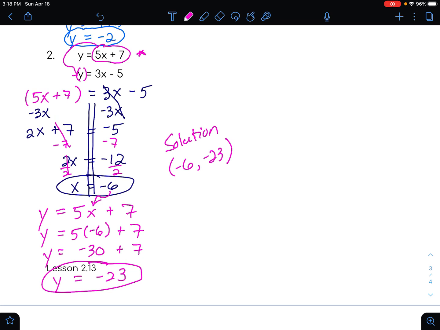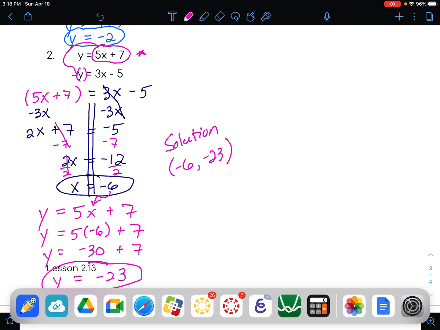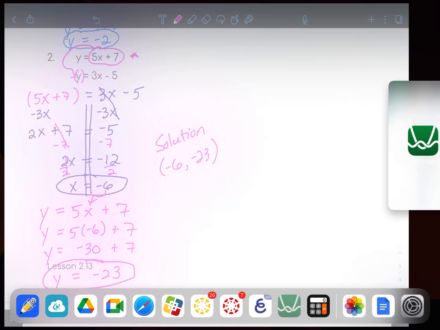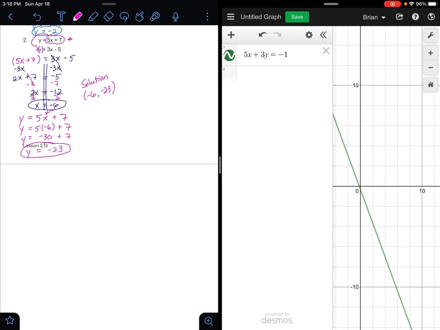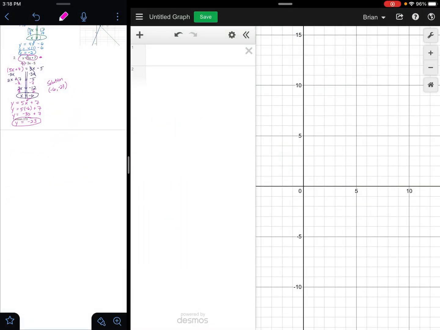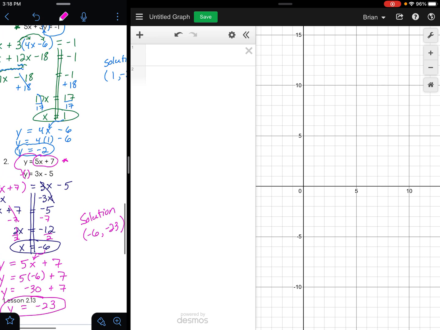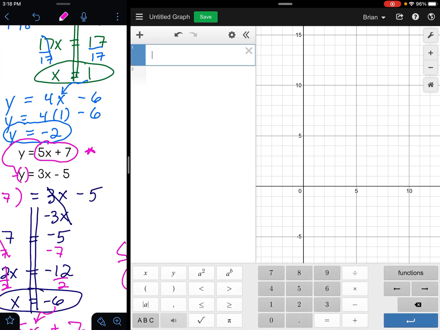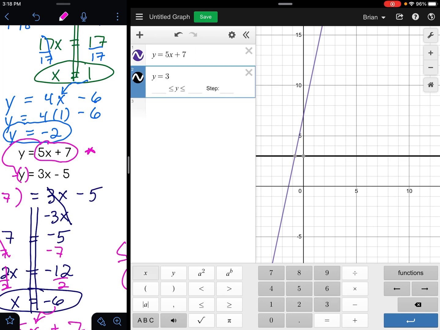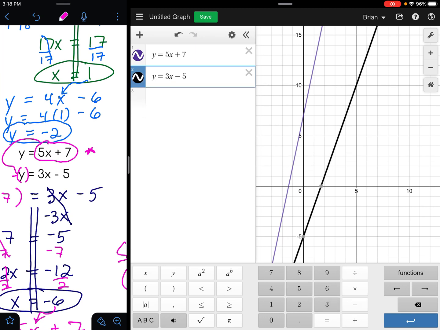Once again, though, we're going to double check this, and I would like you to do this every time on your own so you can see if you're doing the problem correctly. So we're going to check this by going over to Desmos. We're going to drop in these two equations here. Again, our two equations in this case were y equals 5x plus 7. And second equation, y equals 3x minus 5.